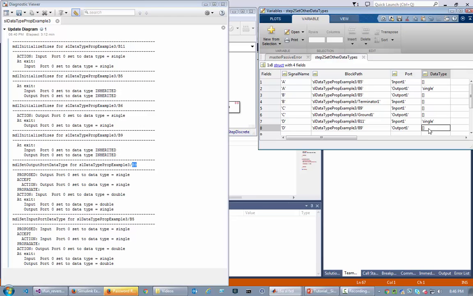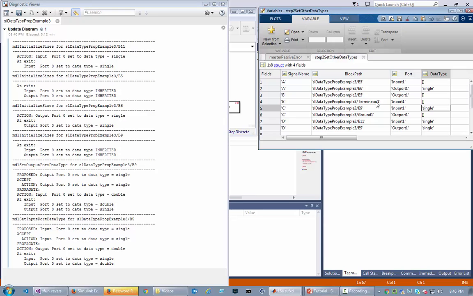So now it came and it said, do you accept single? And the block said, yes, I do accept single. And the block also went to the second phase and said, in addition, I can tell you that my input port is also a single. So that's where the other side of B9 gets set. So now we've got a happy state here, and now Simulink engine has additional information that it can use to propagate.